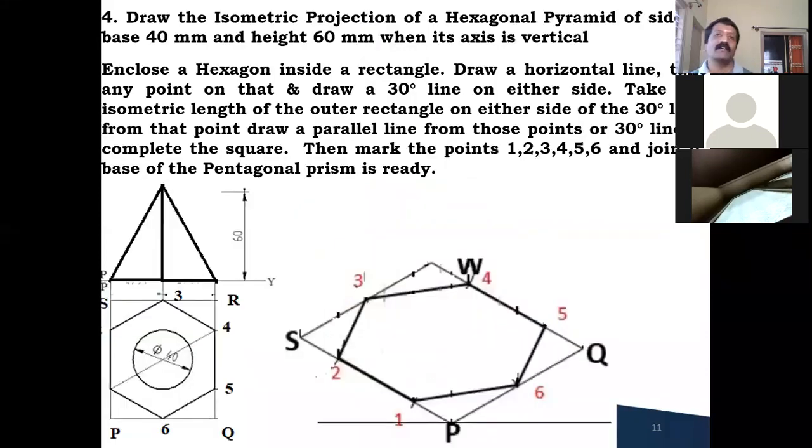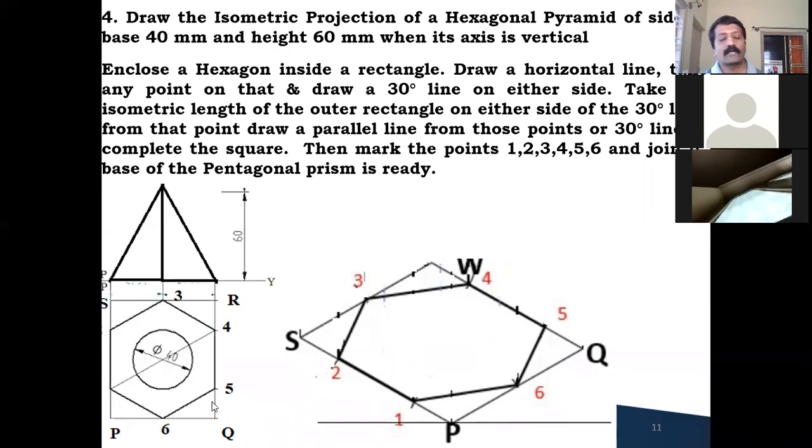In this hexagon also, the procedure that we have to follow is almost similar, only here we have to consider 6 sides. So what is the question given? Draw the isometric version of a hexagonal pyramid of side of base 40 millimeter and axis height 60 millimeter. Here also you construct the hexagon, because the hexagonal pyramid, when you see from the top side, looks like a hexagon only. So that's why you draw a hexagon.